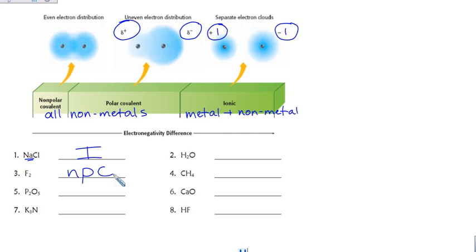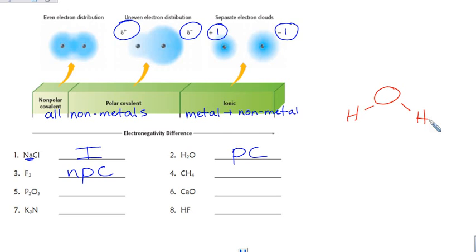But if you have something like 2, water, it's 2 non-metals and they're different non-metals. That means they'll have different electronegativities. Polar covalent. Now in the next video we're going to start looking at drawing pictures of molecules. Here's kind of what water looks like. Water has the oxygen and 2 little hydrogens kind of coming off the bottom.